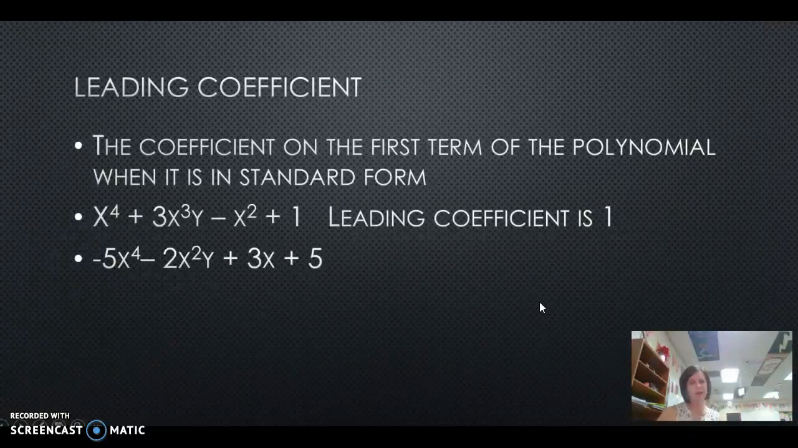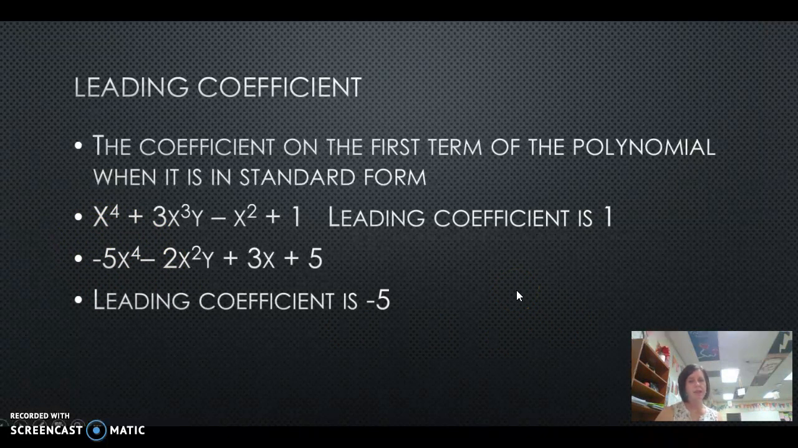Okay, and this example right here, again, look at your first term. Here is my first term. So our leading coefficient would be -5.